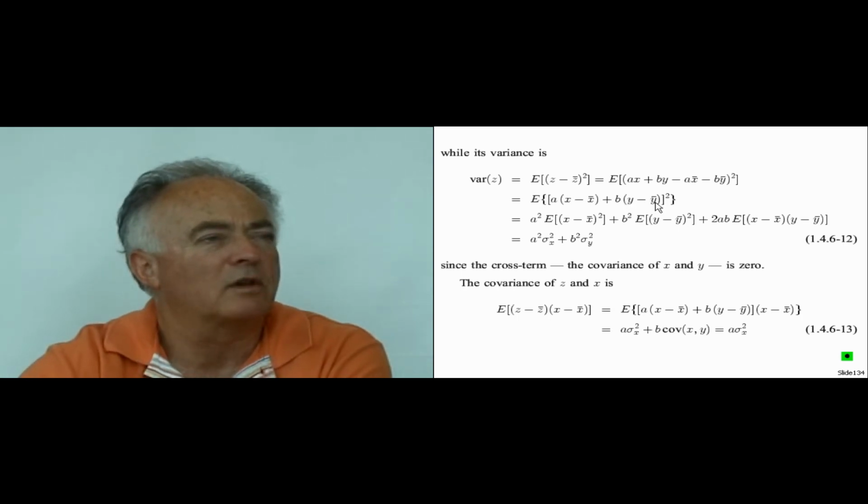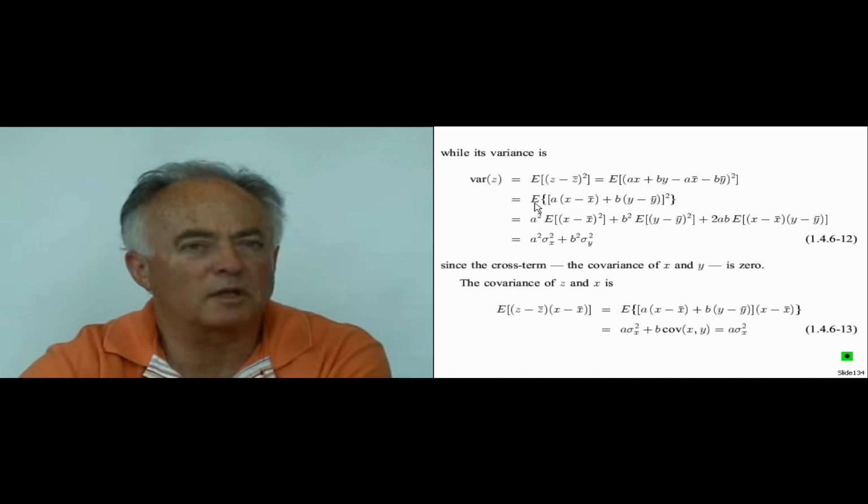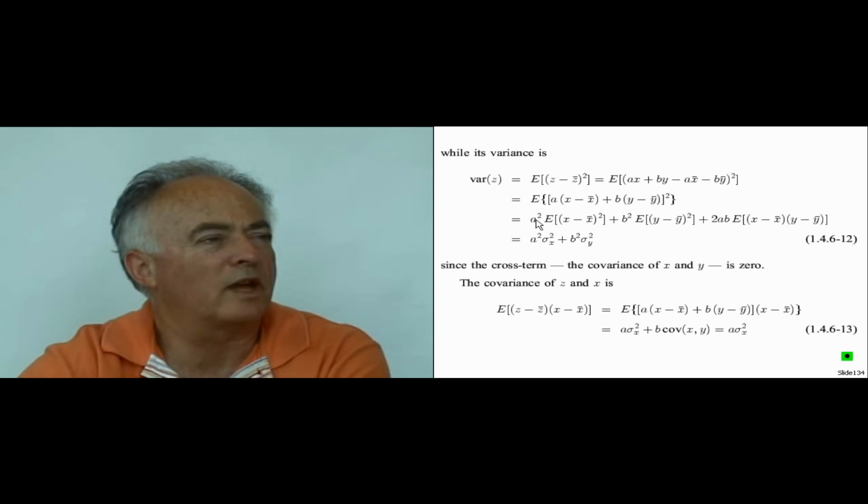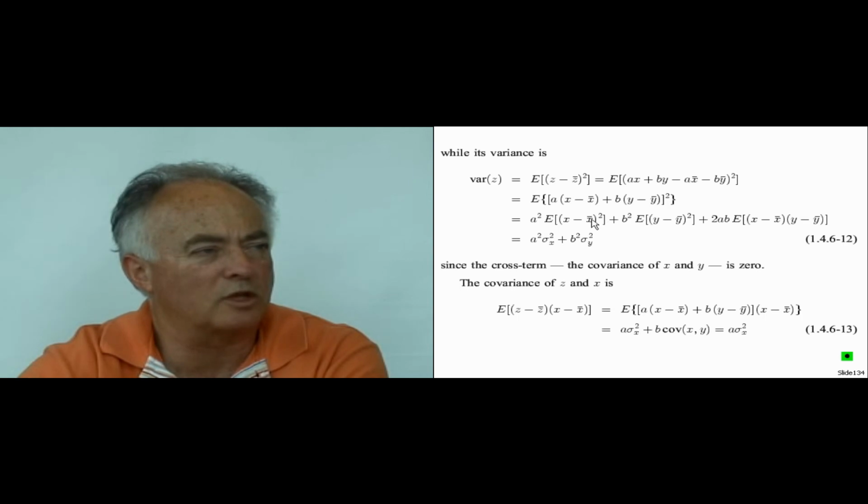Now we have two terms, and we open the square and pull out the constants outside the expectation, because that's an integral, and we have a squared times the expected value of (x minus x bar) squared. We will know what this is in a moment. We have the notation, you already see it here: a squared sigma squared x, plus b squared times the expected value of (y minus y bar) squared, that's b squared sigma y squared, plus a cross term. Now we said that the cross term is 0, so we are finished. We have no more terms.